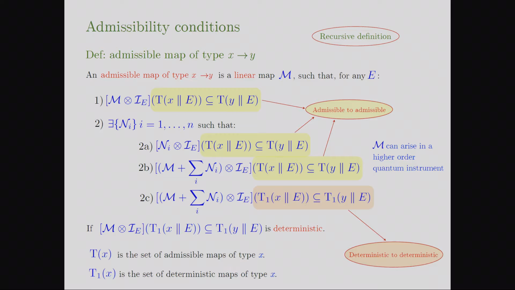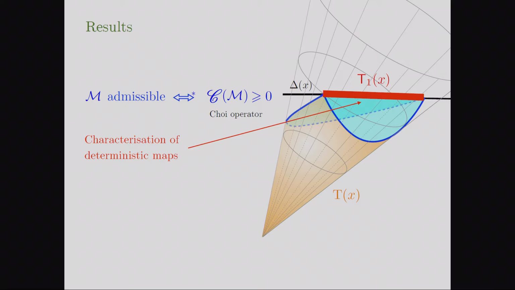And moreover, you have a requirement that there exist some other maps that again send admissible to admissible, and they sum up to something that preserves the set of deterministic higher order maps. So this can be interpreted as the idea that M should arise in a higher order quantum instrument. So it is part of a generalized quantum instrument in this higher order scenario. Okay, these are the definitions that we give.